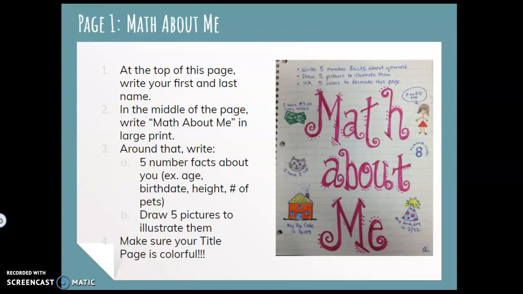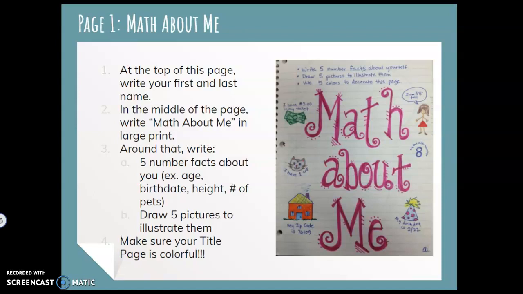At the top of this page, you need to write number 1 to indicate the page number. The title of this page is Math About Me. Follow the directions that you see on your screen. At the top of this page, write your first and last name. In the middle of the page, write Math About Me in large print. Around that, you're going to write 5 number facts about you. For example, your age, birthday, your height, the number of pets. And then you're going to draw 5 pictures to illustrate your 5 number facts.